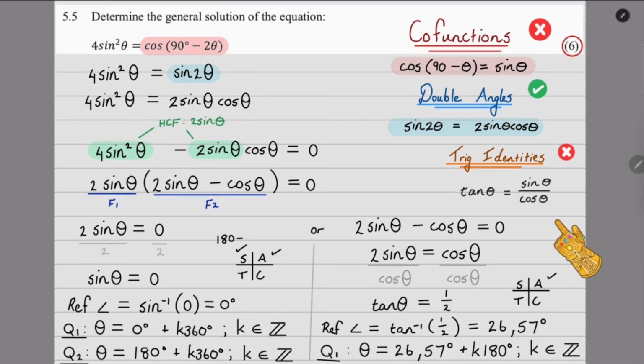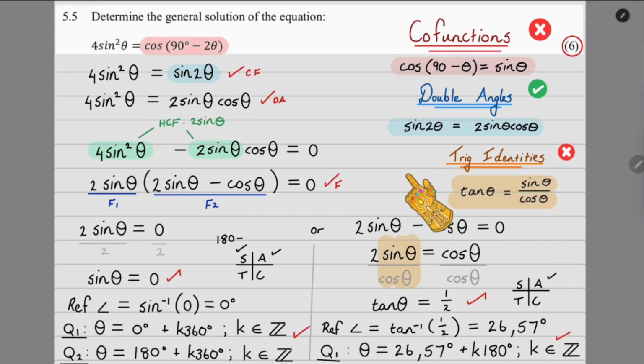Okay, and last but not least, let's look where these six marks come from. First mark will come from using your co-functions to turn cos of 90 minus 2 theta into sine 2 theta. Second mark comes from the expansion of this through the use of double angles. The third mark comes from the correct factors. The fourth mark comes from making each factor equal to 0. Fifth mark comes from these two general solutions, and the last mark comes from this general solution that we got through the tan.